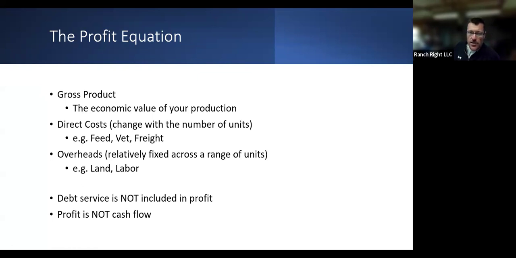Net income gives us the ability to service debt, pay taxes and interest, and a whole bunch of other things, and then put money back into the business and/or create profit that can be removed from the business. Debt service is not included in our profit calculation. That's a separate issue. And profit is not cash flow, so the net income number at the bottom of your P&L probably doesn't resemble what's in your checking account.